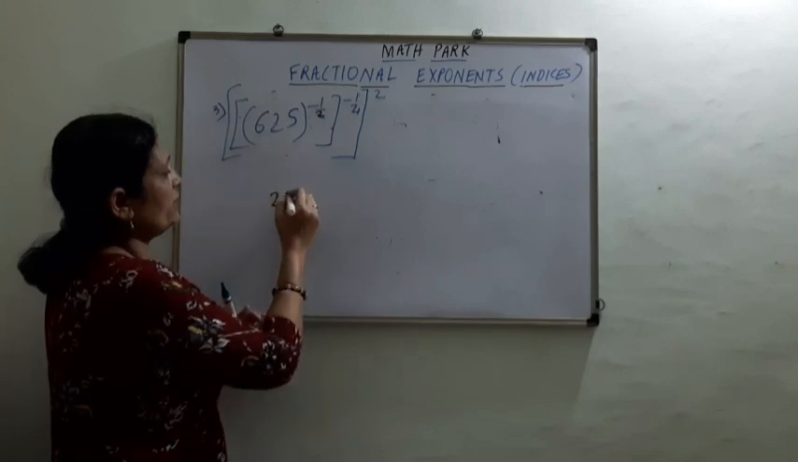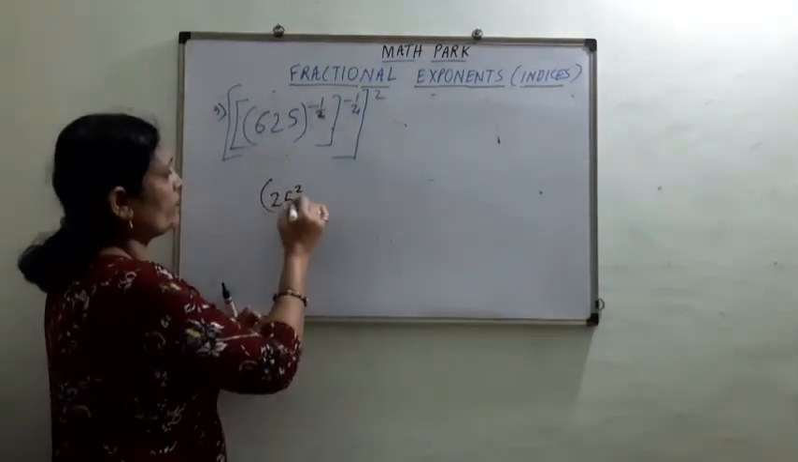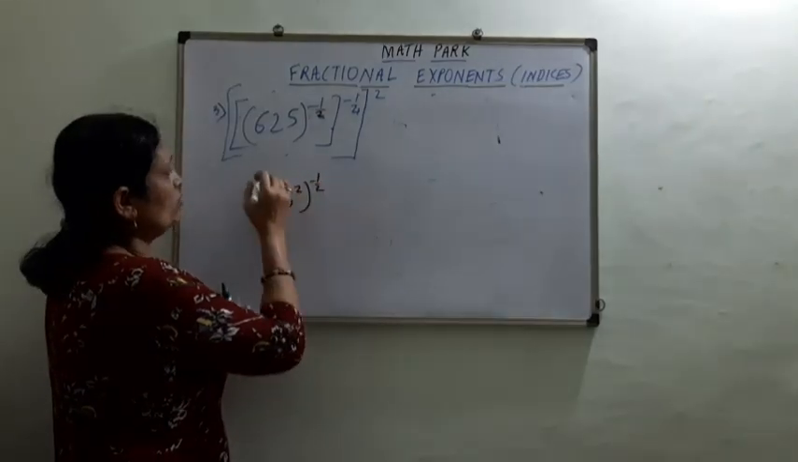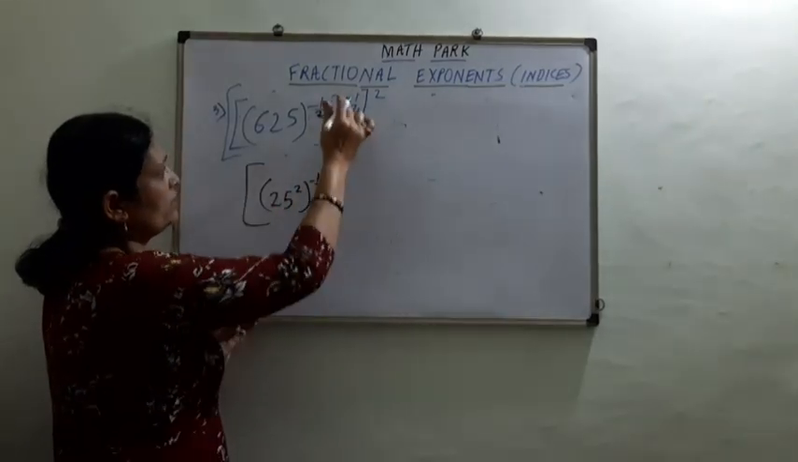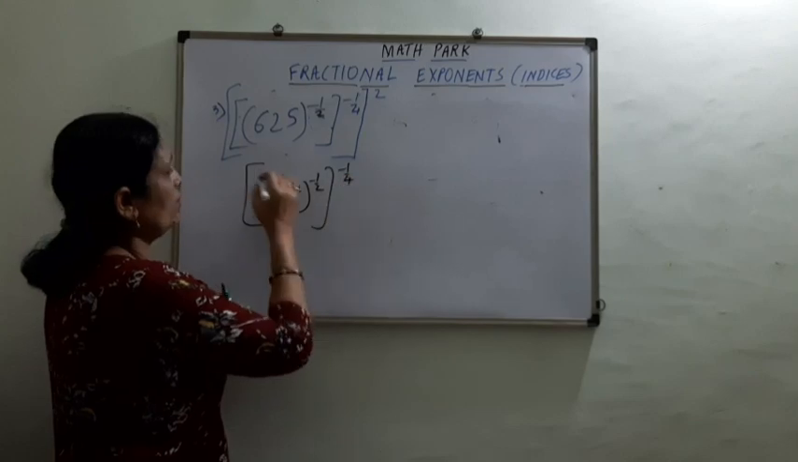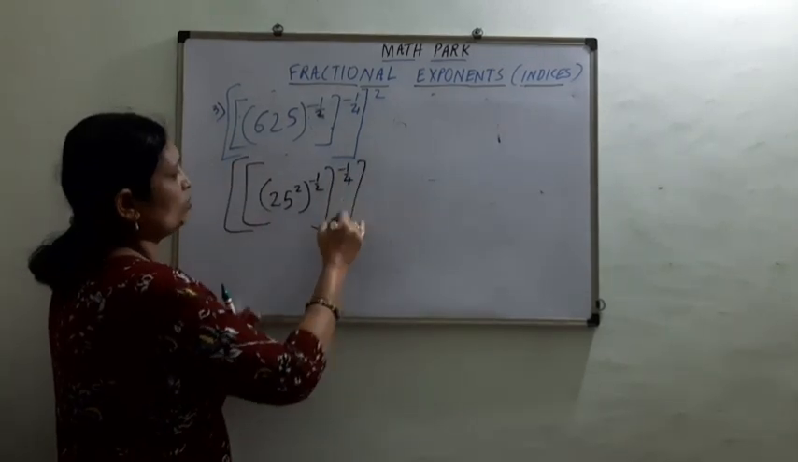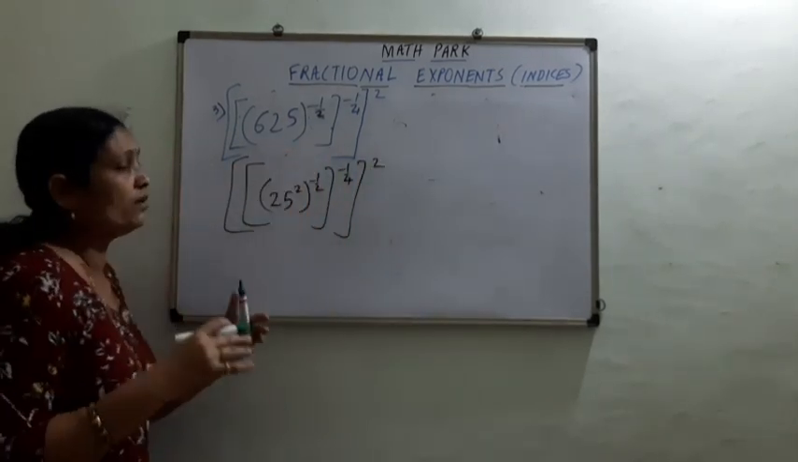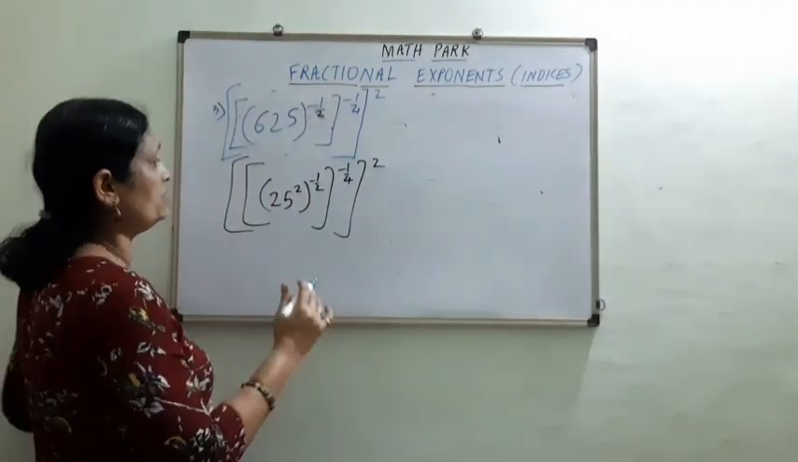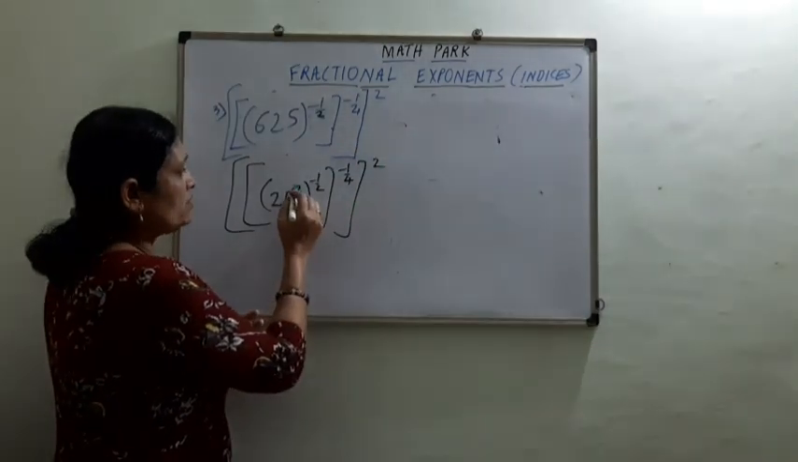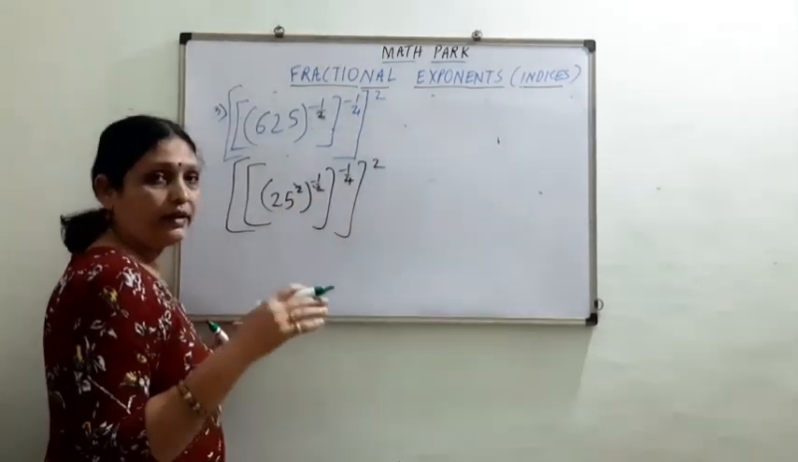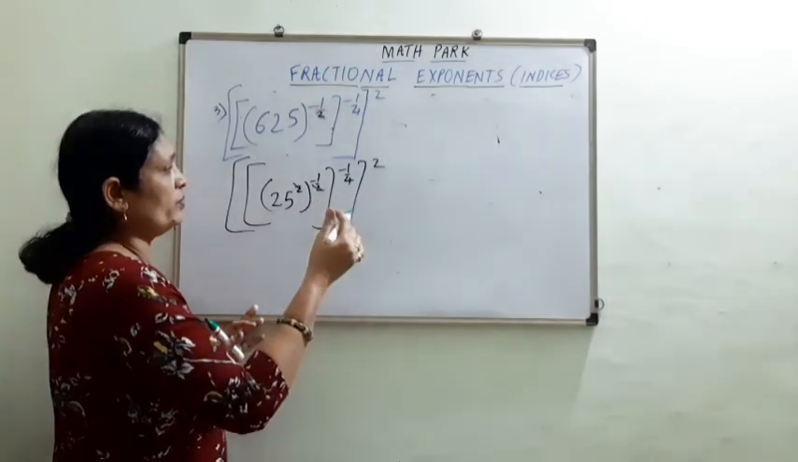So instead of 625, we can write 25 square, and this raised to minus 1 by 2. Rest all thing we write. This was raised to minus 1 by 4, and this again raised to 2. The sum, though it is looking difficult, is pretty easy. Now, this 2 and 2 gets cancelled. A raised to m raised to n is equal to a raised to mn.